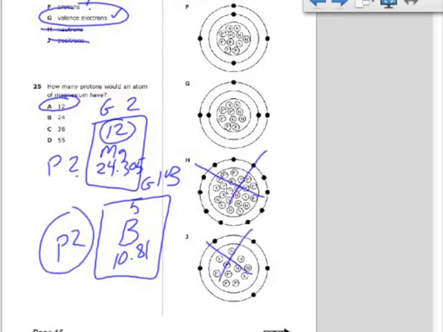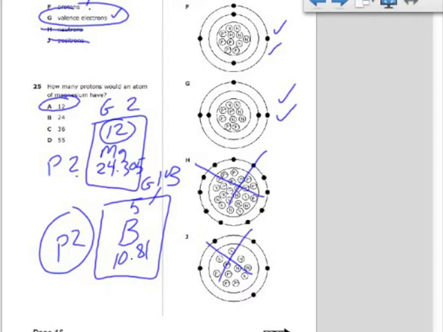Okay? 5 protons. Hard for me to read on the screen, but let's see here. 1, 2, 3, 4, 5. This one checks out for protons. 1, 2, 3, 4, 5. So does this one. Okay, so the protons check out. Electrons should also be 5. 1, 2, 3, 4, 5. 1, 2, 3, 4, 5. Those check out.